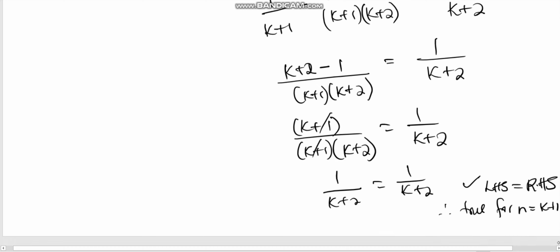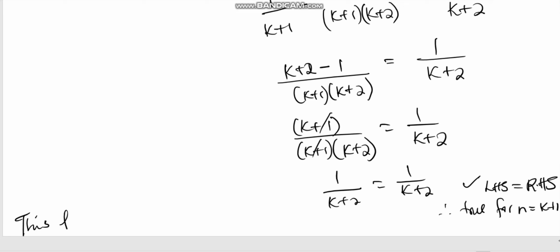So if it is true for n equals to k plus 1, then we can just put a small concluding statement here, where we say then this holds by mathematical induction.